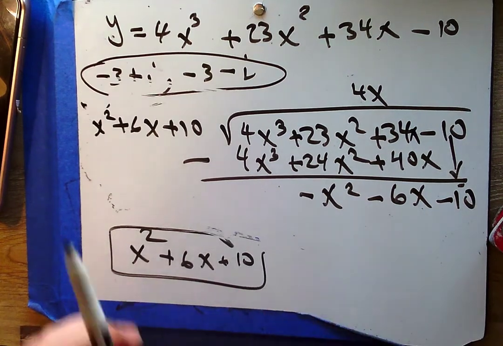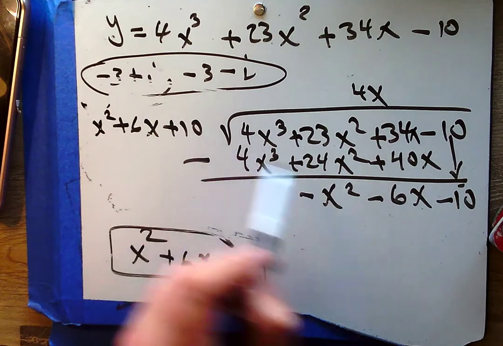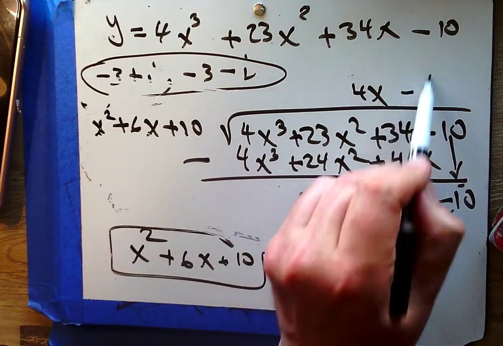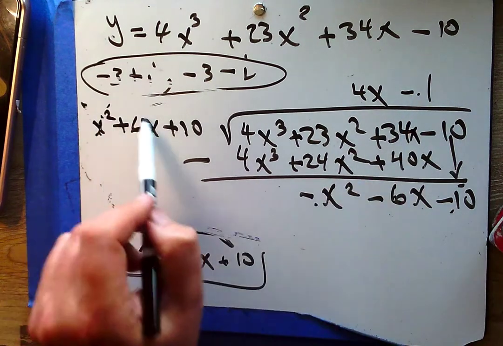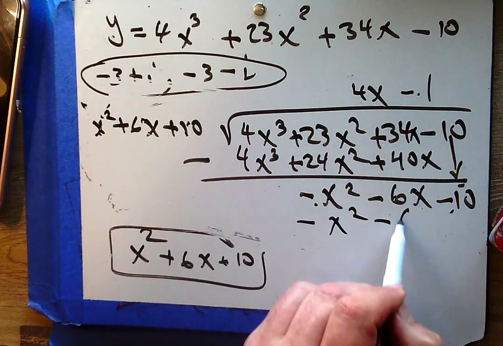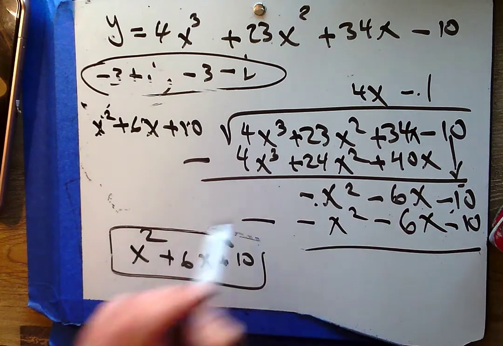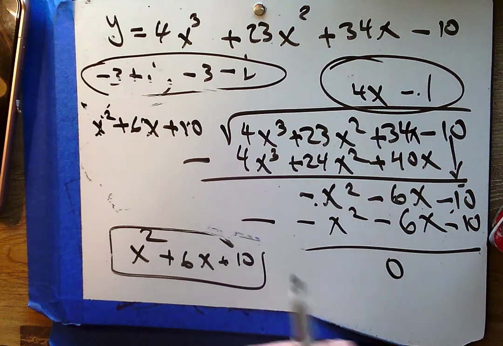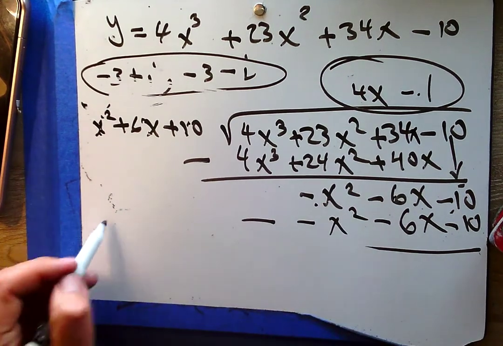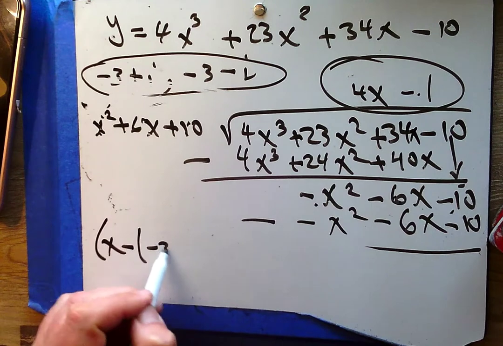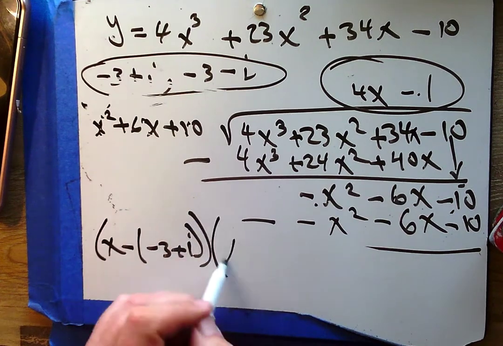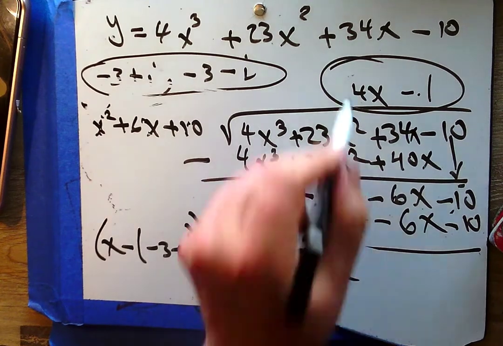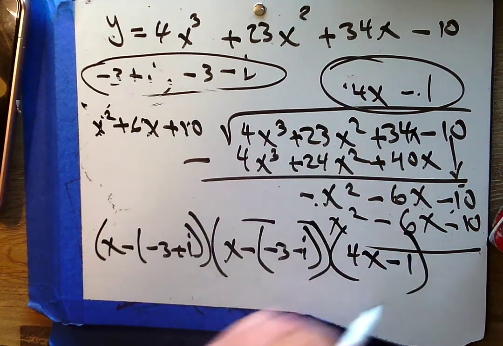Okay? And look. What do I have to multiply this by to turn it into this? A minus 1. And when I distribute that minus 1 to each of these, and when I subtract, I get 0. So there's my third factor. So, again, x minus 3 plus i, x minus 3 minus i, times 4x minus 1.